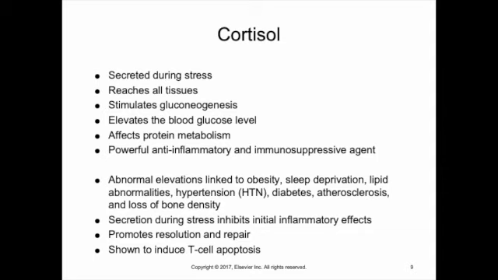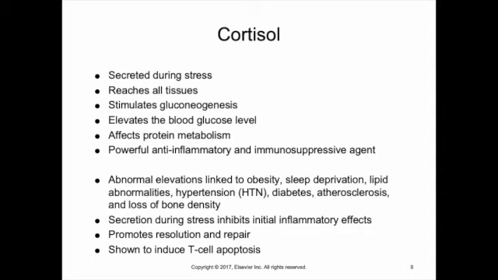Also, in terms of protein metabolism, cortisol is going to promote protein breakdown. So we have protein catabolism in various tissues. And this serves as a source of amino acids for gluconeogenesis. So we're breaking it down to help with gluconeogenesis. But it also inhibits protein synthesis. So then it leads to muscle wasting if we're under chronic stress over long periods of time.